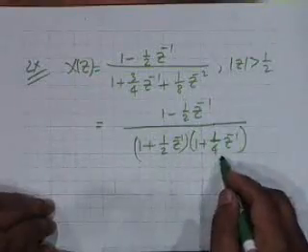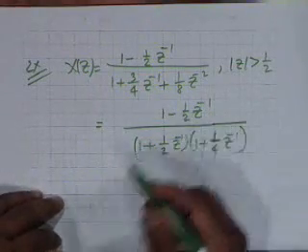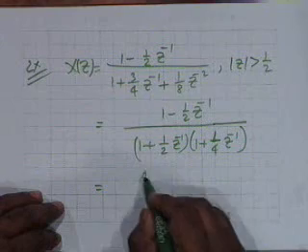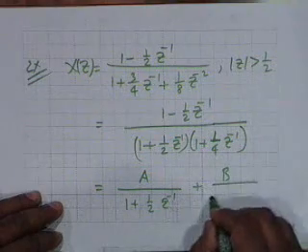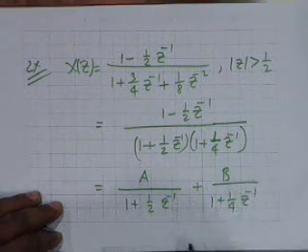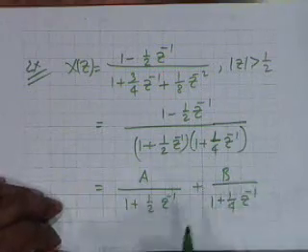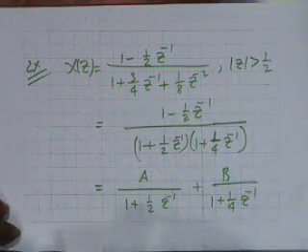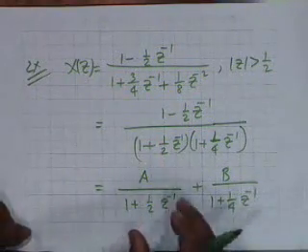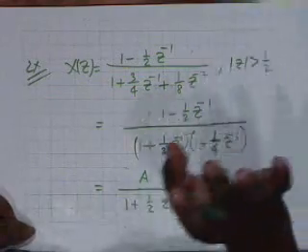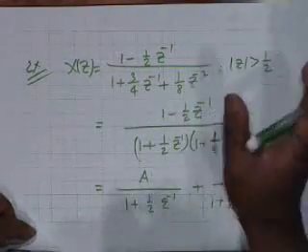If you observe this, then this rational function in Z conversion is not necessary. You simply see that half times 1 quarter is 1 eighth, and half plus 1 quarter is 3 fourth. And therefore, this is my expansion, and now I can write A by 1 plus half Z inverse plus B by 1 plus 1 quarter Z inverse. And you can find A and B in the usual manner. Well, there is also a point of caution. If you try to find it by multiplying by 1 plus half Z inverse, then you have to put half Z inverse equal to minus 1 in the expression.